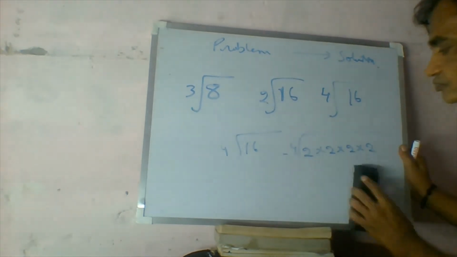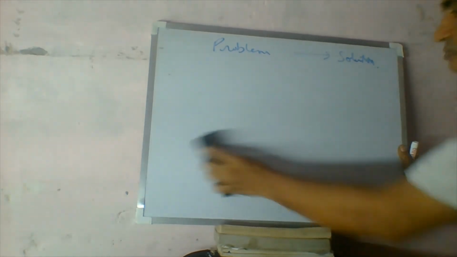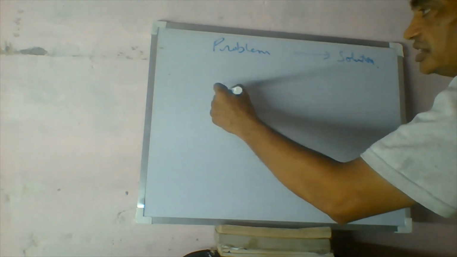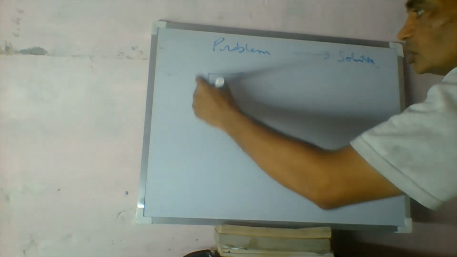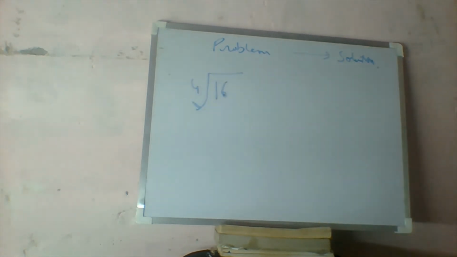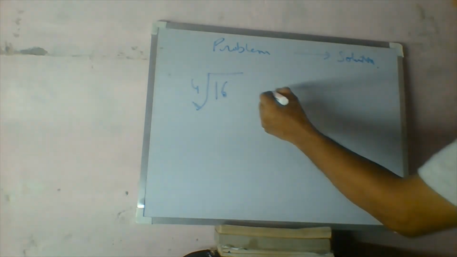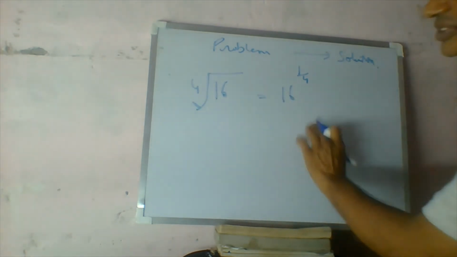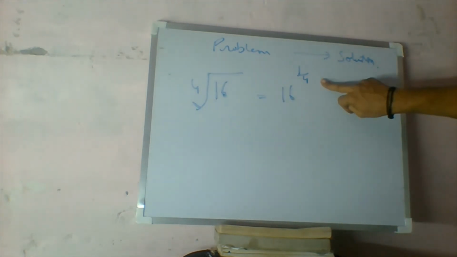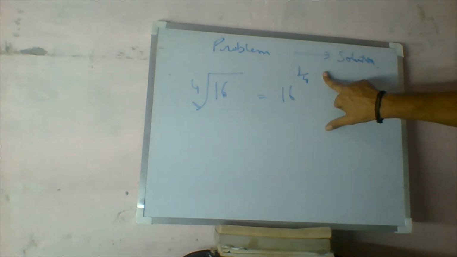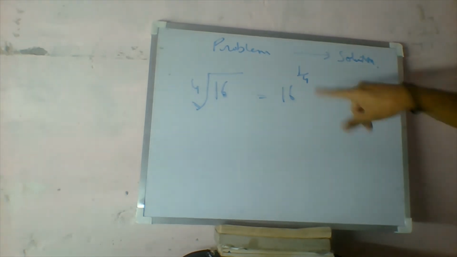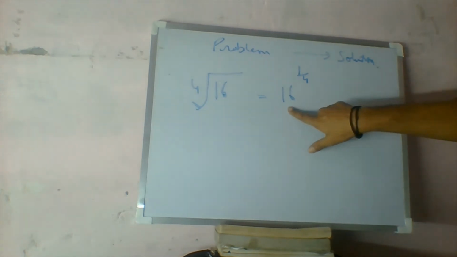Now, the fourth root of 16, we have another convention to represent it. We represent it as 16 raised to power 1 by 4. Both mean the same. 16 raised to power 1 by 4 is asking us to find a number that, if multiplied by itself 4 times, gives us 16.